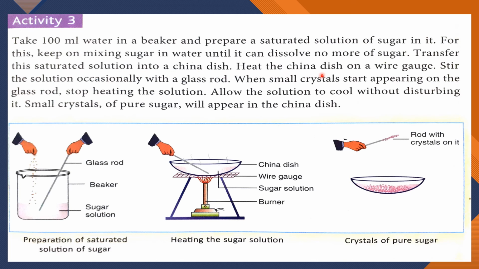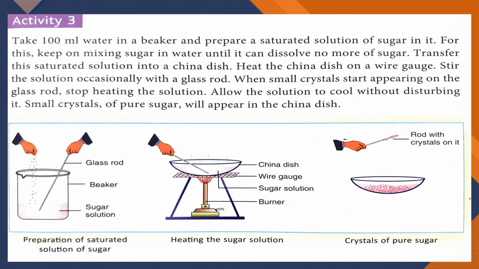Heat the china dish on a wire gauze. Stir the solution occasionally with a glass rod. When small crystals start appearing on the glass rod, stop heating the solution. Allow the solution to cool without disturbing it. Small crystals of pure sugar will appear in the china dish.